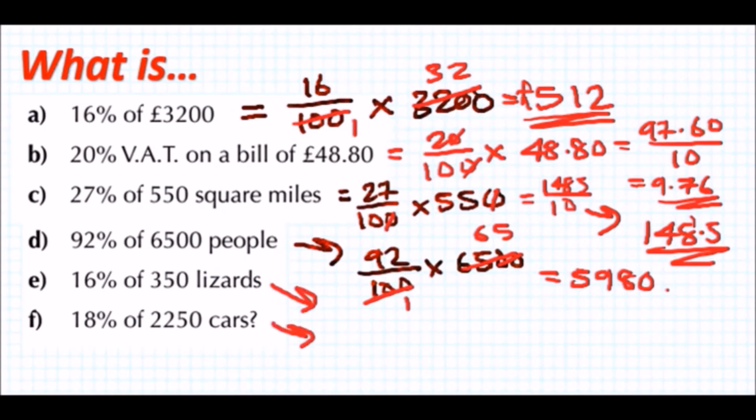The same thing applies for these two questions. These two questions have the same rule, so it'll be 16 over 100 times 350. And doing that, you should get exactly 56 for this answer.